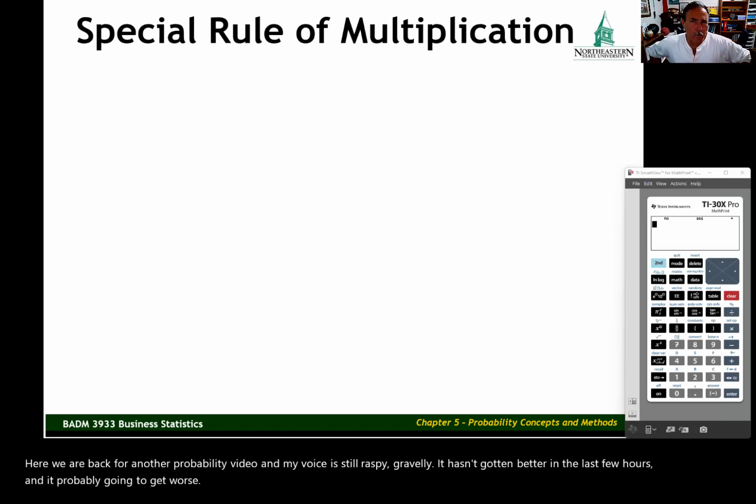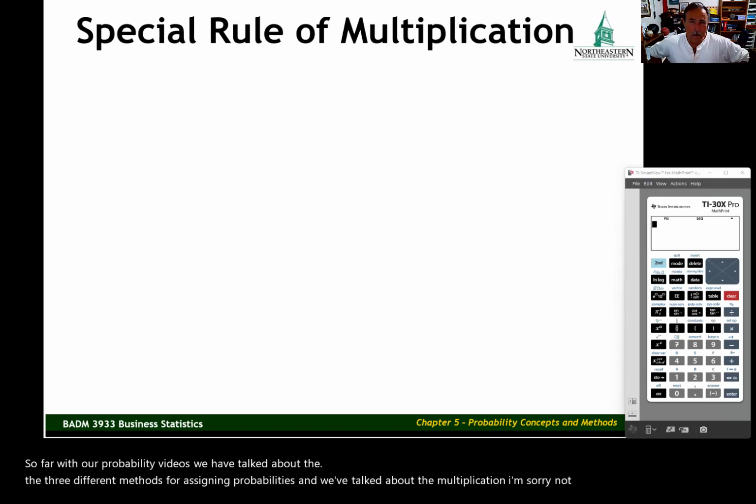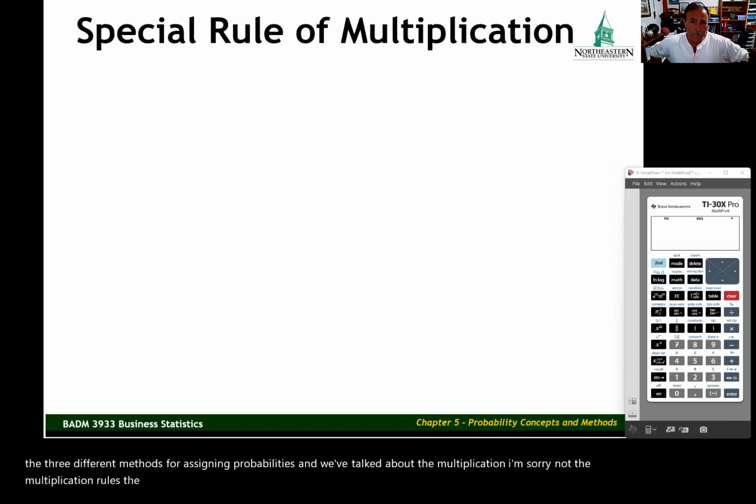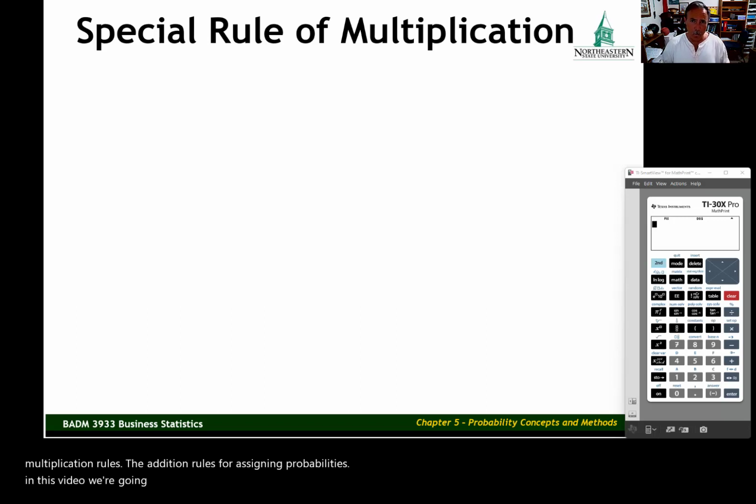So far with our probability videos, we have talked about the three different methods for assigning probabilities, and we've talked about the addition rules for assigning probabilities. In this video, we're going to talk about the multiplication rules.